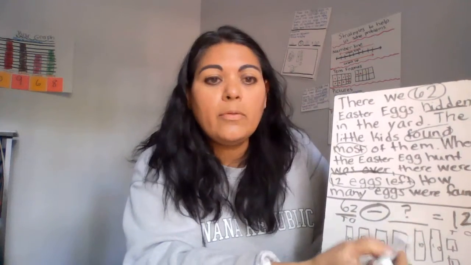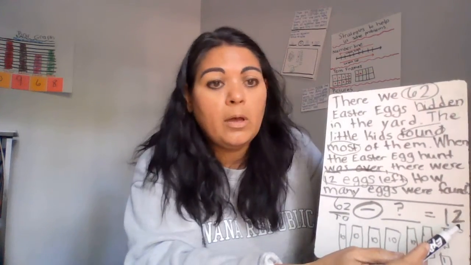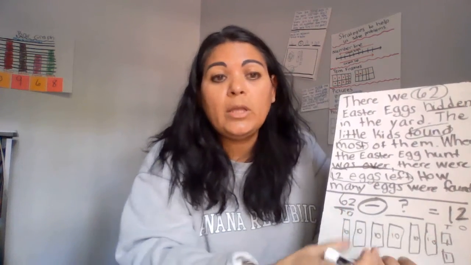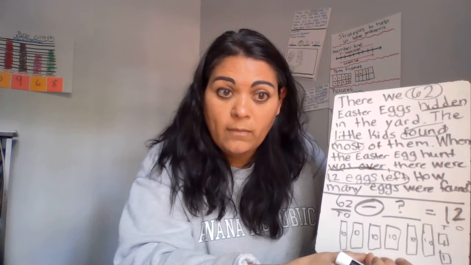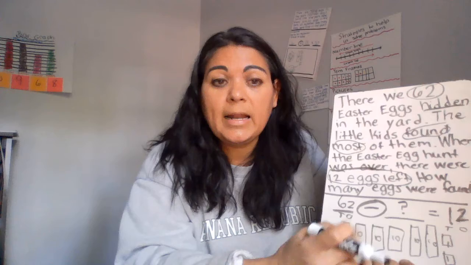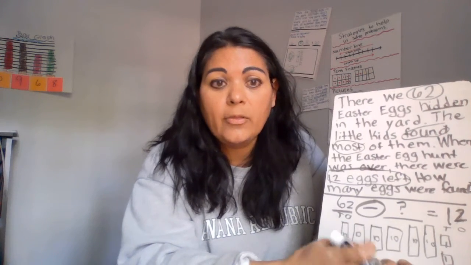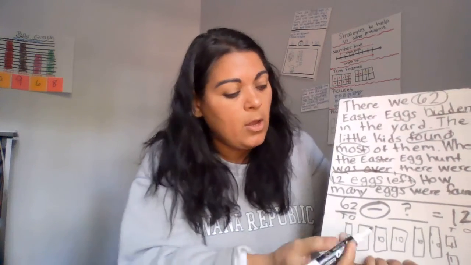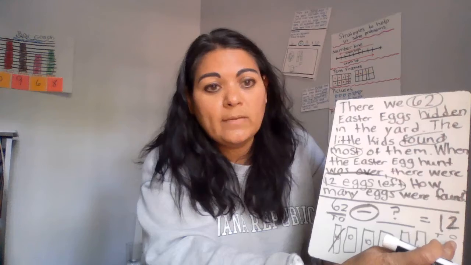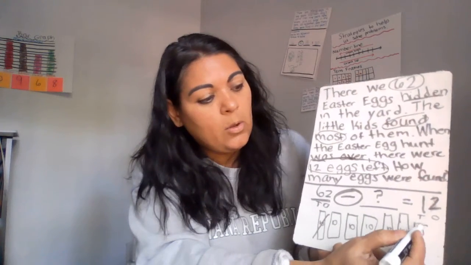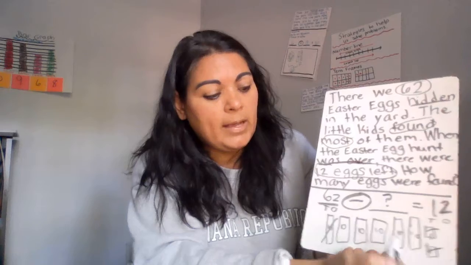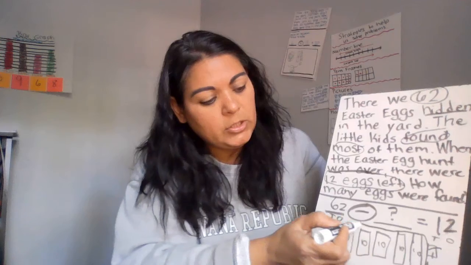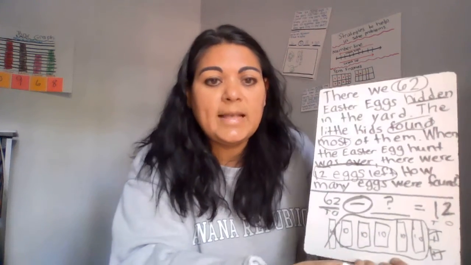Okay? We don't know this group, but we do know another group. We know that there was a group of 12 that was left. So we can go ahead and take away that group of 12 to see what is that other group. Okay, what's the other part that is left? So let's go ahead and take away. How many tens do we have here? We have one 10 and we have two ones. Let's cross those off. One, two. Okay, so that is our one group that we know. Let's go ahead and I'm going to circle what that second group is.